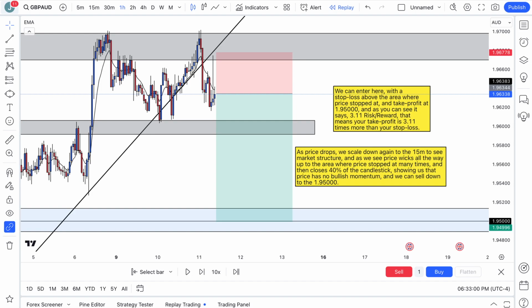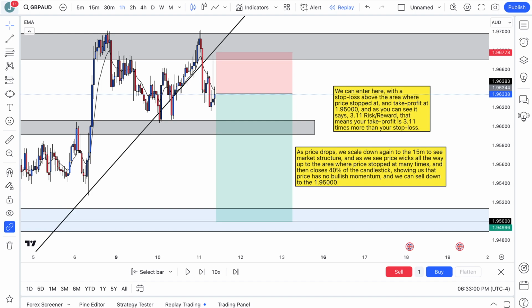As price drops, we scale down again to the 15-minute to see market structure. And as we see, price wicks all the way up to the area where price stopped at many times and then closes 40% of the candlestick. That's more like 10% of the candlestick, showing us that price has no bullish momentum and we could sell down to the 1.9500.